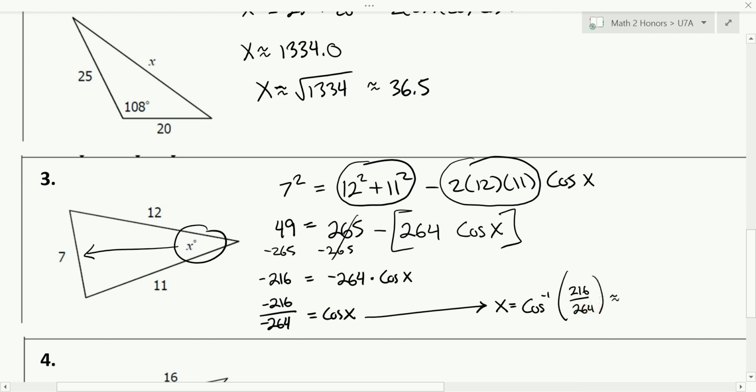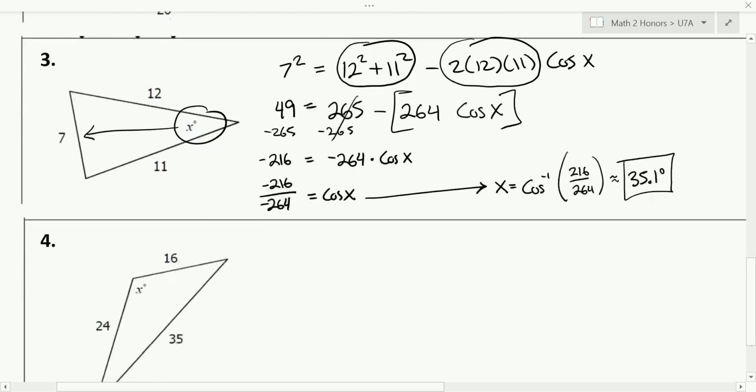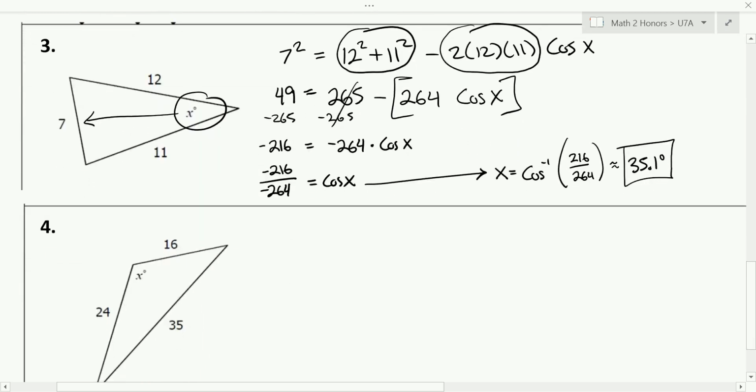And now you've typed that into your calculator. And 35.1. Did somebody have that already? All right, all right. Okay, so do number 4. It's like this one, and now let's do it the right way, okay?